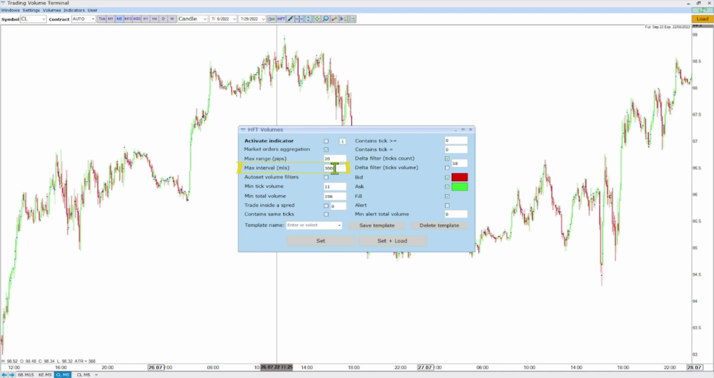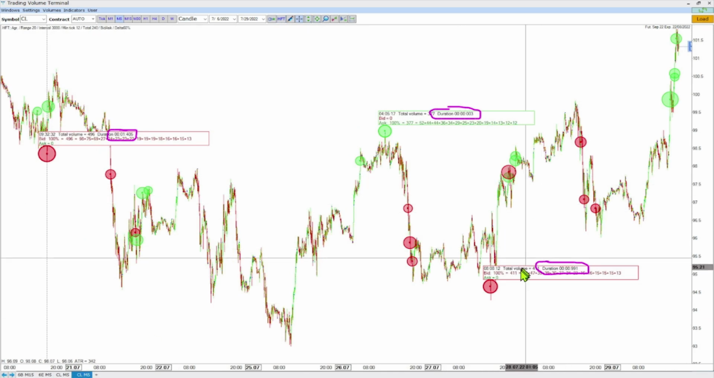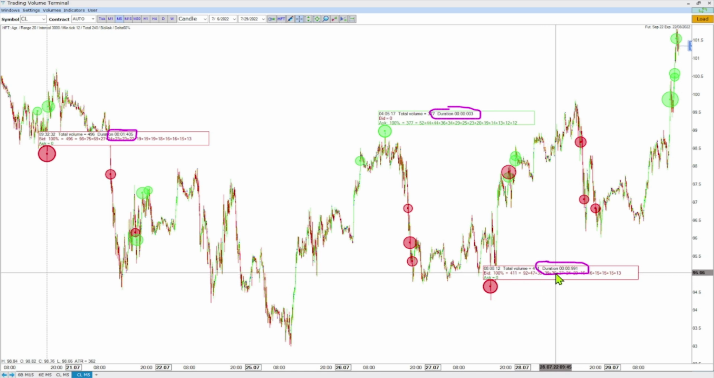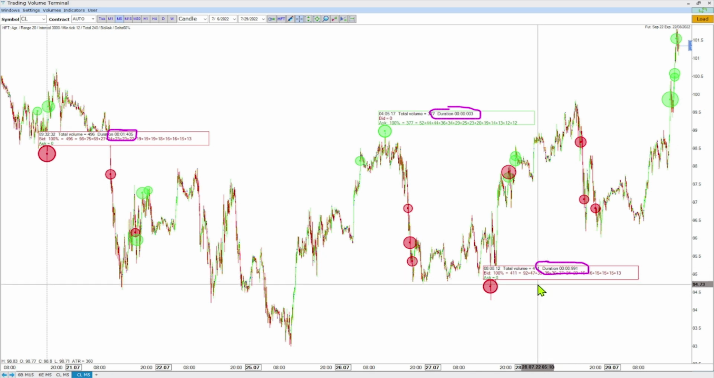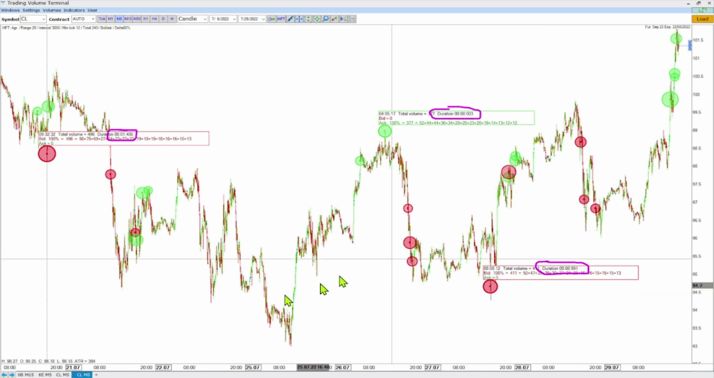Next, the maximum interval in milliseconds. I used to use 3 seconds so as not to miss important information, but if it is stop loss hunting, the interval between ticks will be much lower and the duration of the whole tick chain will be lower. And if it is involvement in trading, it will be higher. I will show you later how to differentiate. So the chain can be long, but the time between each volume, each trade which passed on the chart, should be not more than 3 seconds. So we take places where we see fast accumulation or distribution.